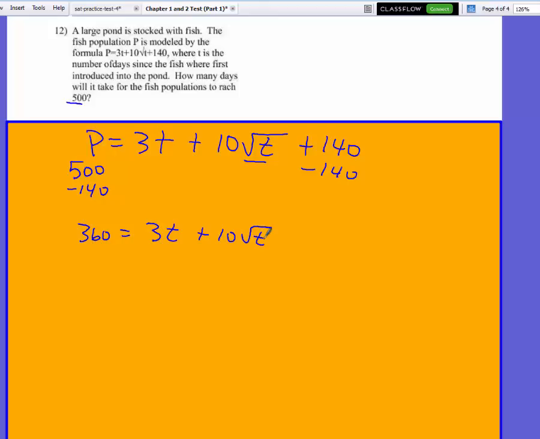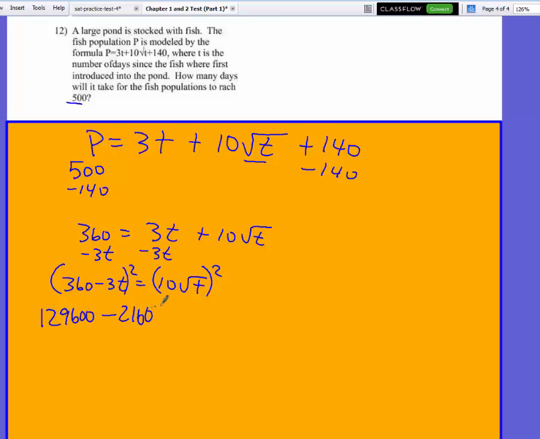Well, I can't get rid of that. I want to just get the square root t by itself. So let's move this 3t over here, and that's going to give me 360 minus 3t equals 10 square root t. Now I can actually square both sides, and that will give me 129,600 minus 2160t plus 9t squared equals 100t.